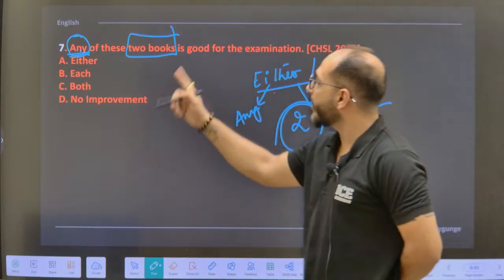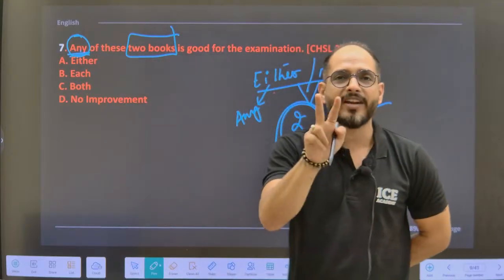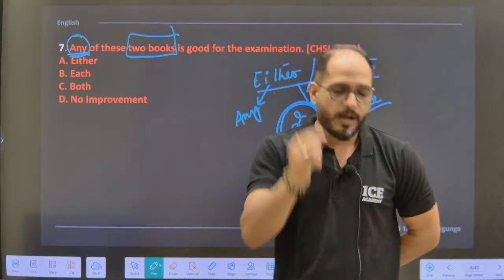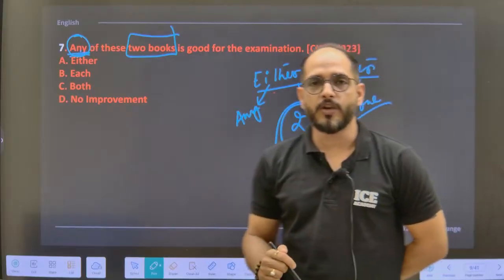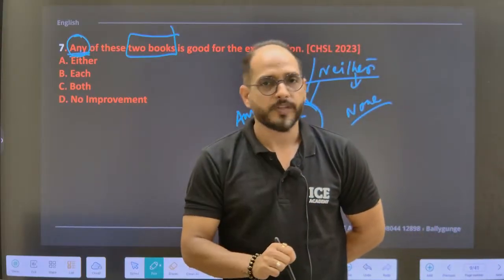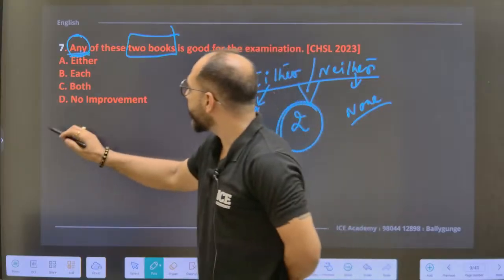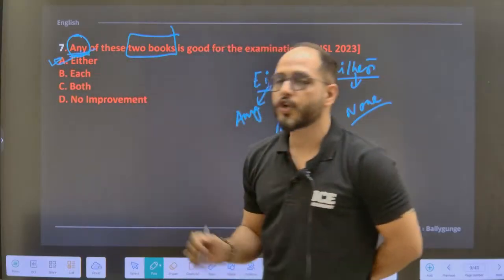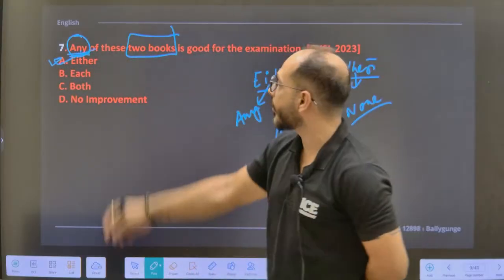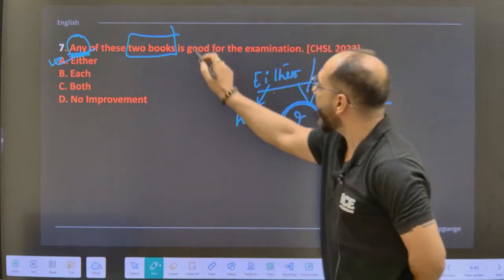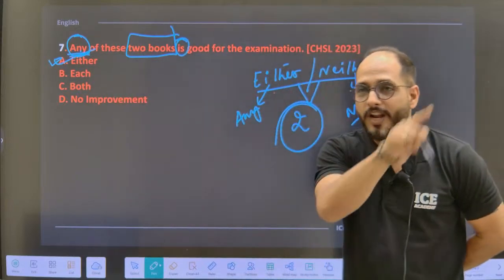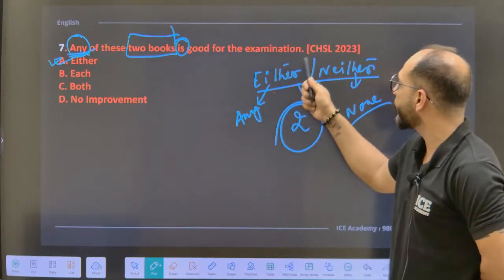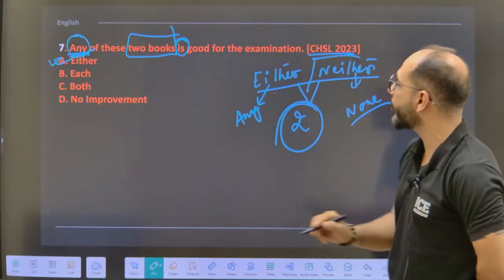Now look at the sentence. Two books, that means two entities are given in the sentence. Now you guys tell me, what should I use? Any or either? Obviously either. And either is not here in the sentence, so either is your correct answer. That means either of these two books. And look at the verb. The verb is also singular: is good for the examination. This is a question from CHSL 2023.